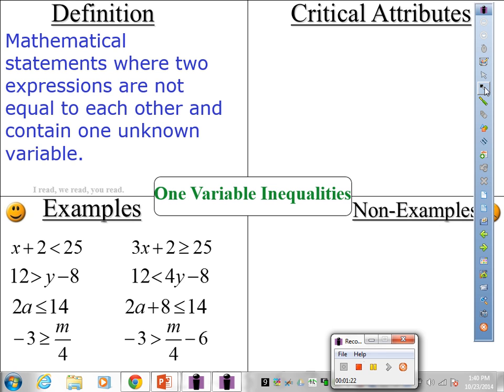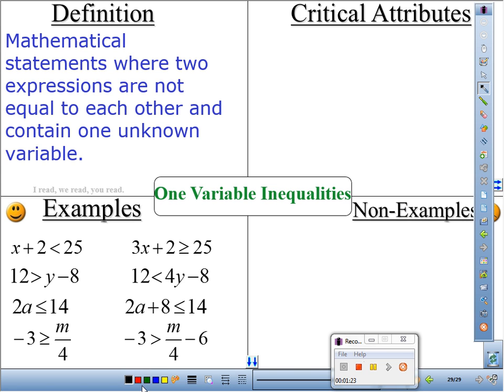Writing utensils down. Now, things to point out from the definition. It says expressions. That's the first thing that caught our attention. The second thing is not equal to each other. Also, one unknown variable. It's very similar to when we cover equations. But for equations it said expressions equal to each other. This one says not equal.